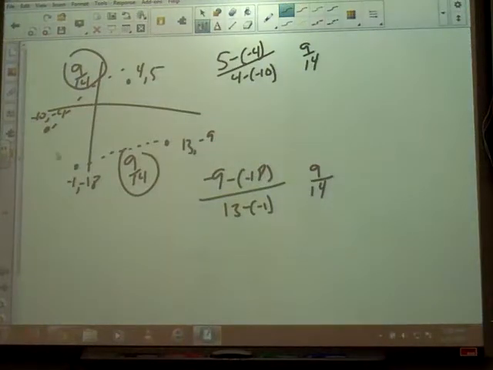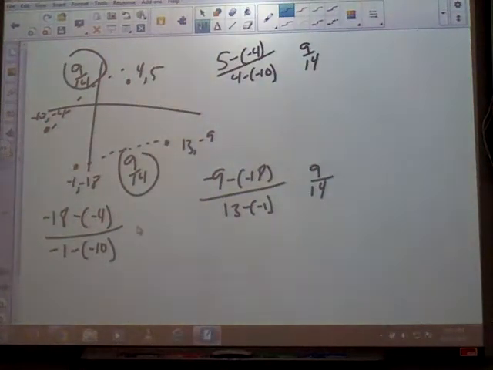Okay, so right here I'm going to do negative 18 minus negative 4 over negative 1 minus negative 10. So that's negative 14 over 9. So this one would have negative 14 over 9. Now, is that perpendicular to this one? Does that make a 90-degree angle? Yes. Opposite reciprocals right there where my mouse is going back and forth, right? Yes. So we're on track to be a rectangle if this pair is also negative 14 9s. It'll be a rectangle. Yes.